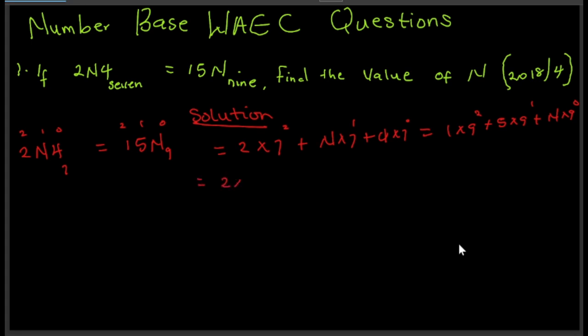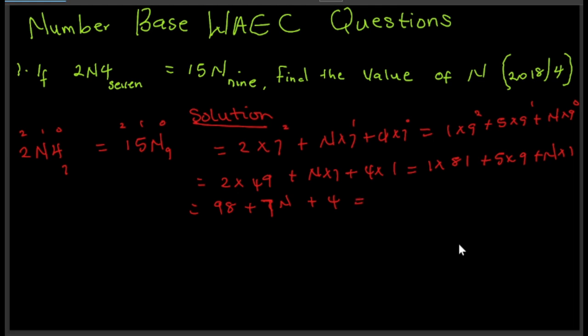So this equals 2 times 49 plus n times 7 plus 4 times 1, remember 7 to the power of 0 is 1. Equals 1 times 81, because 9 to the power of 2 is 81, plus 5 times 9 to the power of 1, which is 9, plus n times 9 to the power of 0, which is 1. Okay, we'll continue. 2 times 49 is 98 plus 7 times n is 7n plus 4 times 1 is 4 equals 1 times 81 is 81 plus 5 times 9 is 45 plus n times 1 is n.